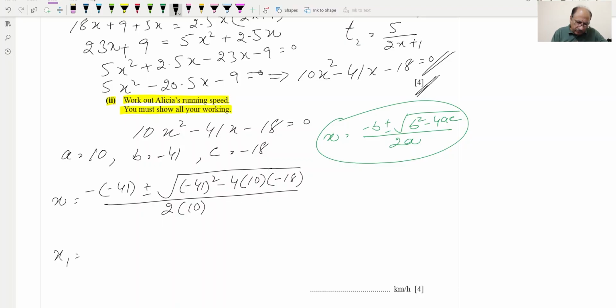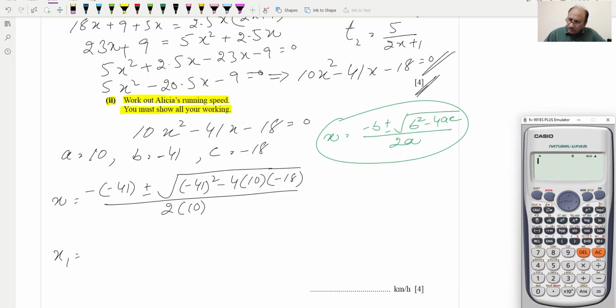One value will be with the plus sign, so we'll use the calculator with the plus sign. This will be minus into minus 41 like this, and plus I'm using here. Next will be minus, so into minus 41 bracket and square, and minus 4 into 10 into minus 18 bracket close, and divided by 2 into 10 will be 20, and this is equal to 9 by 2, or you can write 4.5.